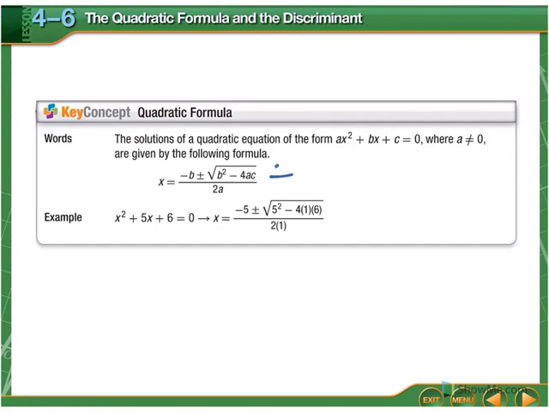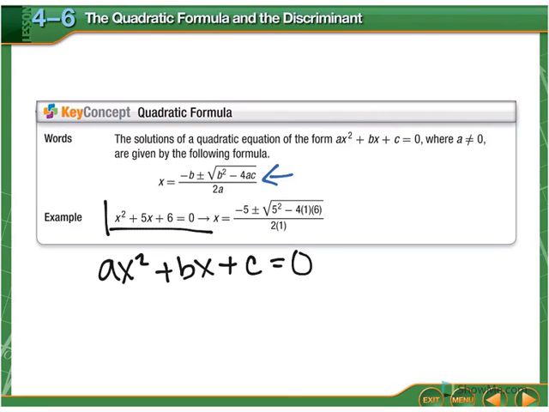So, we have the quadratic formula, which is what we wrote on the last page. An example is, if we look at our quadratic equation, this is in the form of ax squared plus bx plus c equals 0. In this case, there's a 1 in front of the x squared, so a is equal to 1. There's a 5 in front of our x value, so b is equal to 5. And the number by itself is 6, so c equals 6. Then all you do is plug in accordingly where you see the different letters.